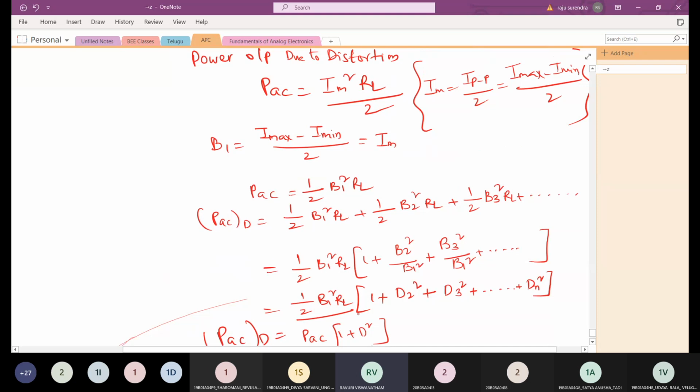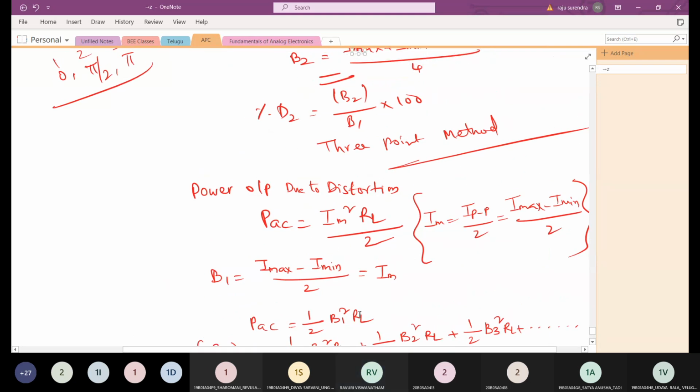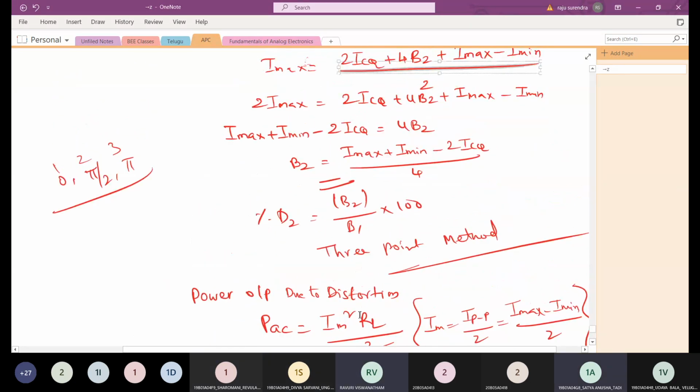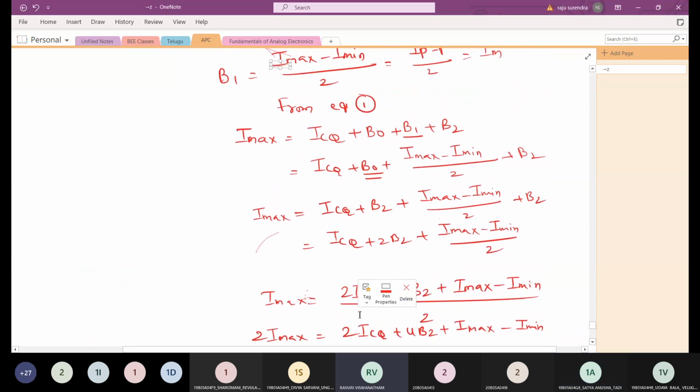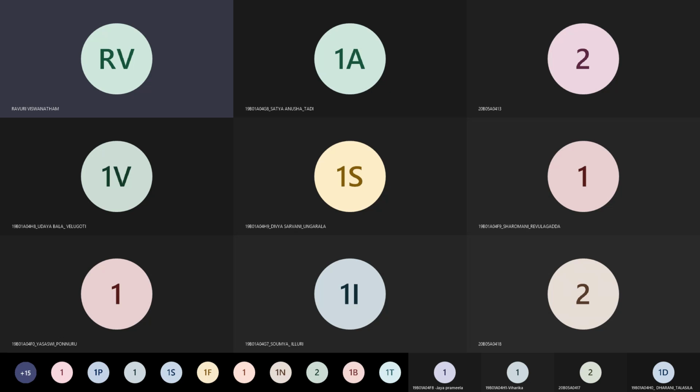All of you understood the entire derivation? Yes, sir. Okay. Thank you. Do you have any doubts? No, sir. If you have any doubts, please raise your hands.